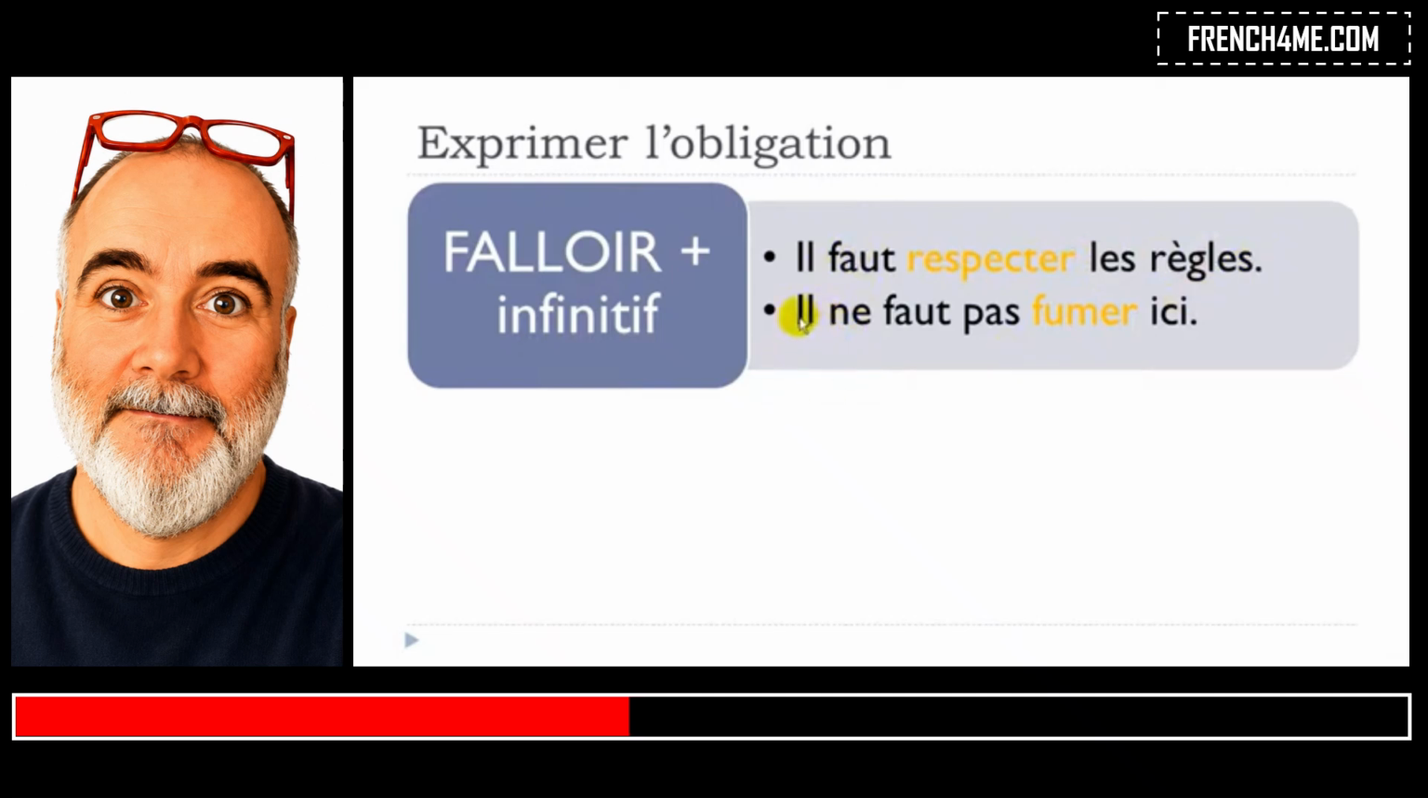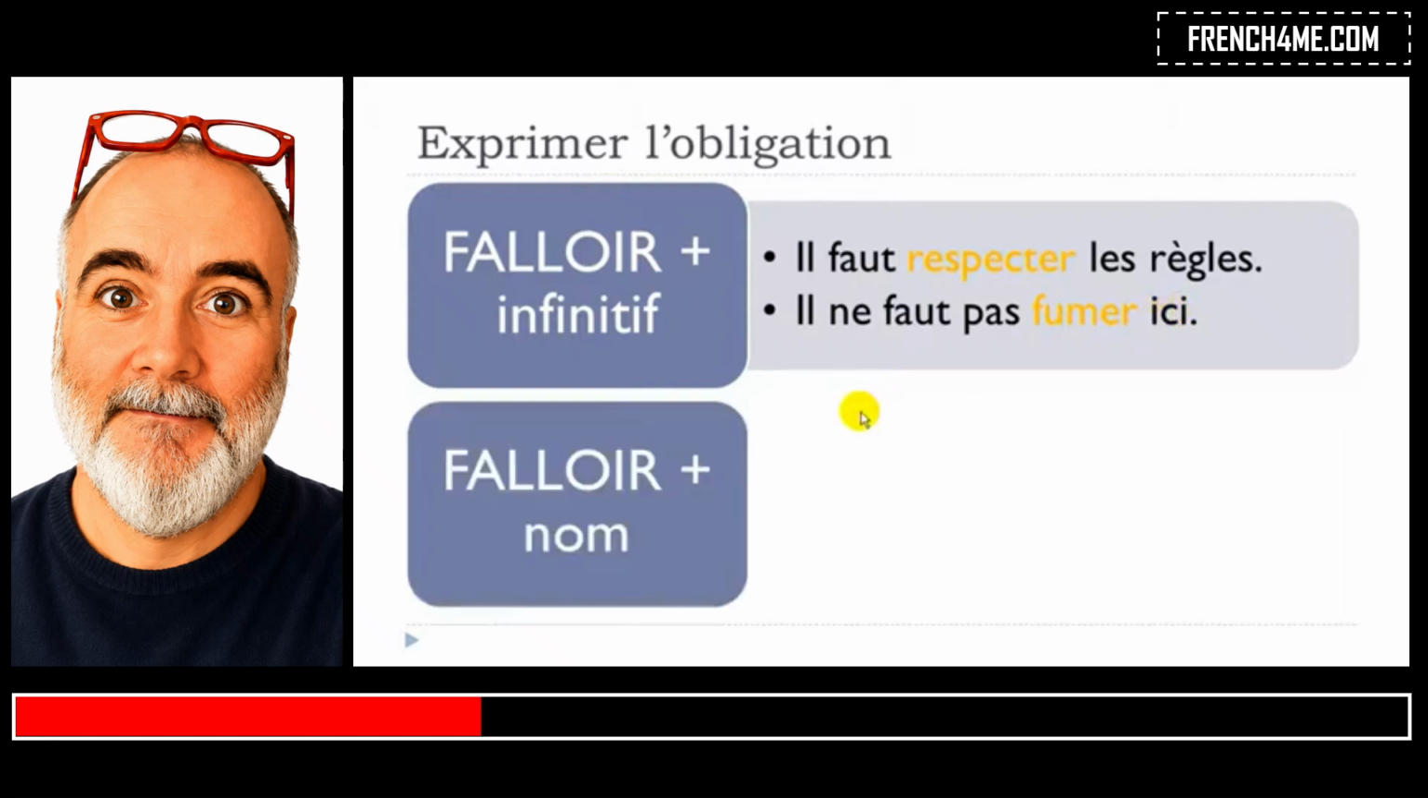All right, and then another option. So I've been putting here and here the two parts of the negative form. Il ne faut pas fumer. Fumer is to smoke. Ici, here. Il ne faut pas fumer ici.